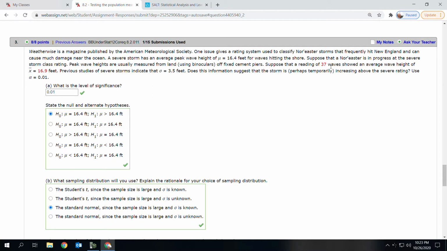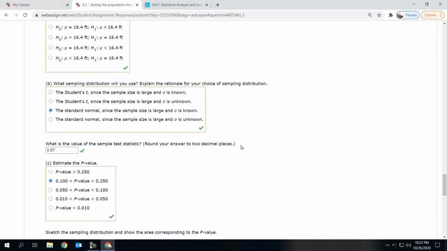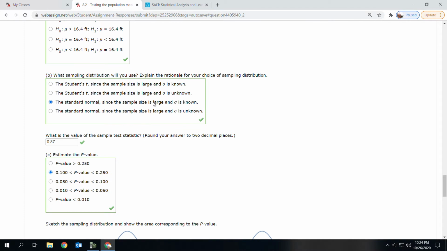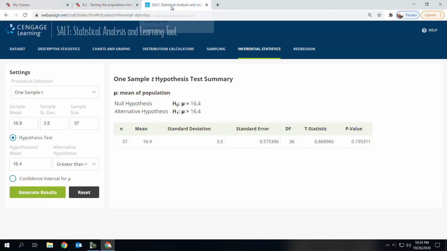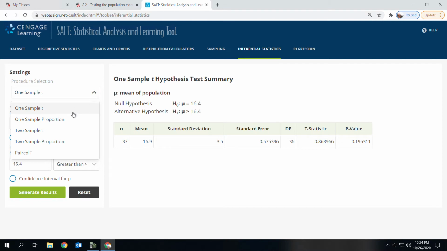Because we have a sample size greater than 30, and we also know sigma, we're going to use a standard normal, large sample size, and sigma is known. Now, when you go into SALT, inferential statistics, there is no z-test option in here. So I'm going to stick with one sample t-test.